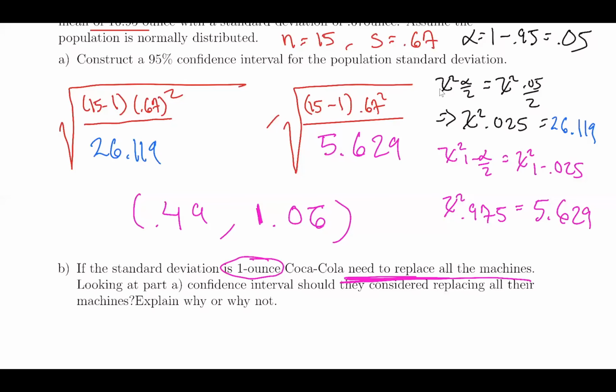For this one, they're telling us that if the standard deviation of the machine is 1 ounce or more, we need to replace all of the machines. So if you look at 1 ounce, does 1 ounce fall in between here? If it falls in between, it's likely that 1 ounce could be the standard deviation. If it falls outside of this range, it's not possible. Since 1 ounce is between 0.49 and 1.06, it is possible that the machine has a standard deviation of 1 ounce or more. So for this one, we want to say you should replace all the machines.